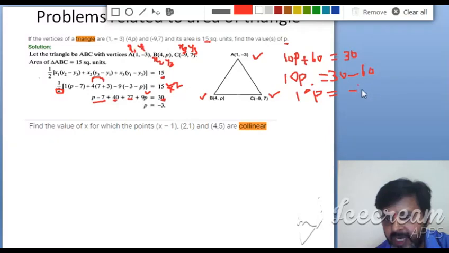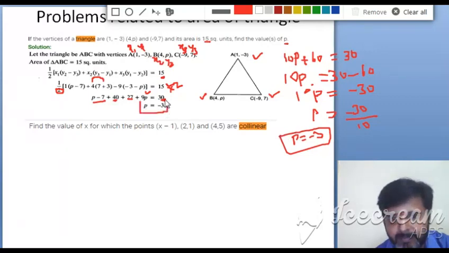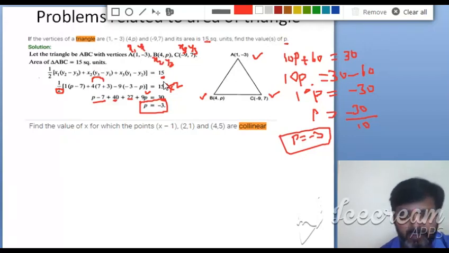As we require the p value, I am sending the multiplication part, which will become division. So the p value will become minus 3. So the value of p is minus 3. Such types of problems are very important, and this chapter is an application based chapter, and you require a lot of practice to do these problems.